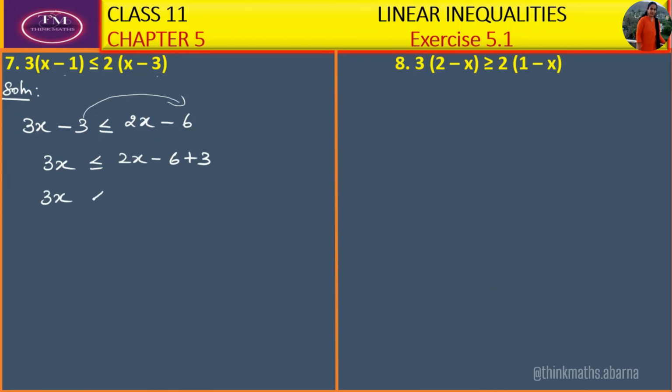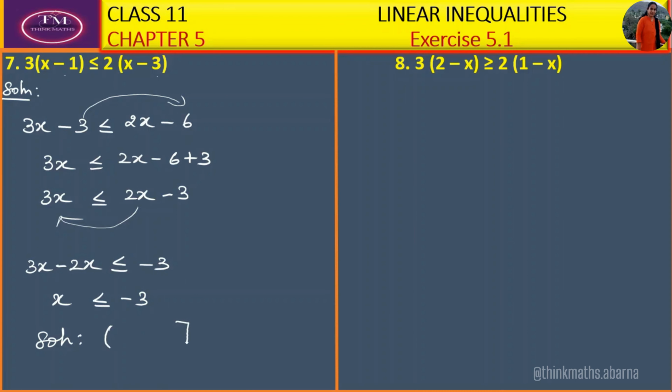So 3x is less than or equal to 2x minus 6 plus 3, which is minus 3. Now bring this 2x to the left side. So 3x, 2x will become minus 2x, less than or equal to minus 3. So 3x minus 2x is x. So x is less than or equal to minus 3. So what is the solution? As it is less than or equal to, we will have a square bracket here. So it is minus infinity comma minus 3.